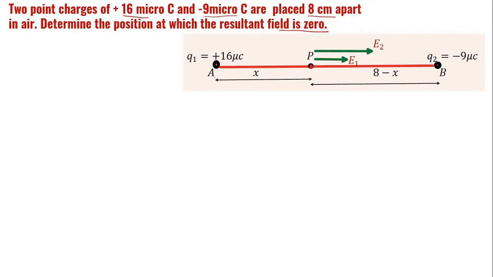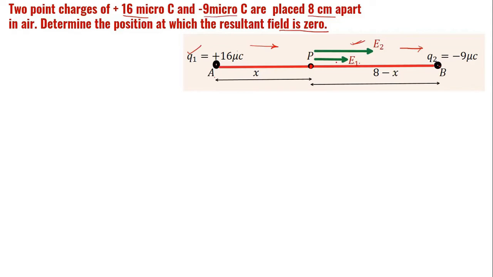Now our first target should be to find the direction of E1 and E2. Since E1 is due to the Q1 charge, which is positive, it will always be pointing away from the positive charge. So at the point P, this is the direction of E1. Now E2 is the electric field due to Q2, which is a negative charge, so its direction will always be towards the negative charge. That is why at the point P, the direction of E2 is towards Q2. The direction of E1 is away from Q1. Keep this in mind.